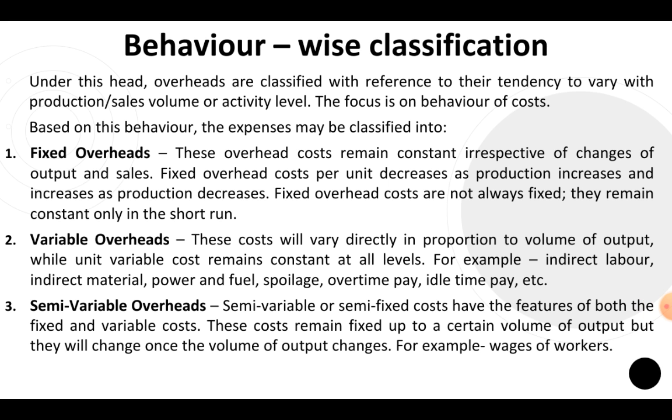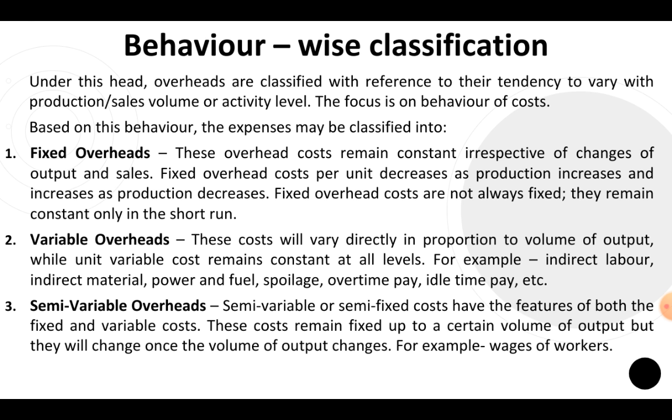Based on that, firstly, you have your fixed overhead cost. Fixed overhead costs are those costs which remain constant irrespective of changes in output and sales. They are not going to change even though there's a change in the output production or in the sales. Fixed overhead cost per unit will decrease as production increases, and increase as production decreases. So they have an inverse relationship with production. These are your fixed overhead costs.